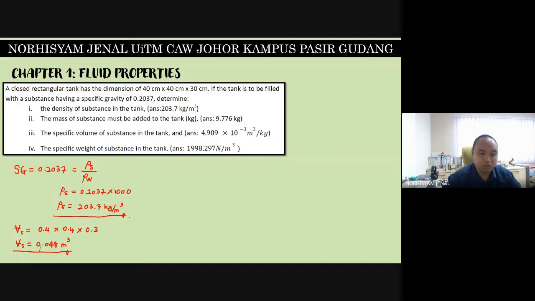So I know the volume. From there, we know the density and we know the volume. Density is equal to mass divided by volume, so the mass is equal to density multiplied by the volume. So the mass of the substance should be equal to 9.776 kilogram, right?